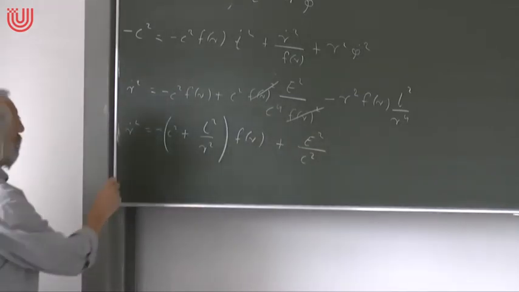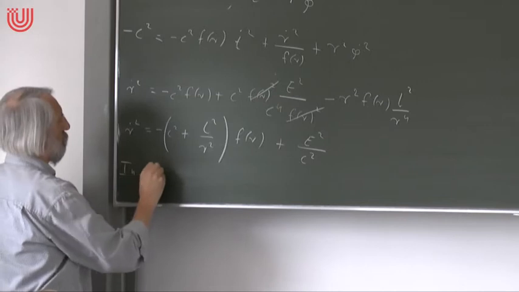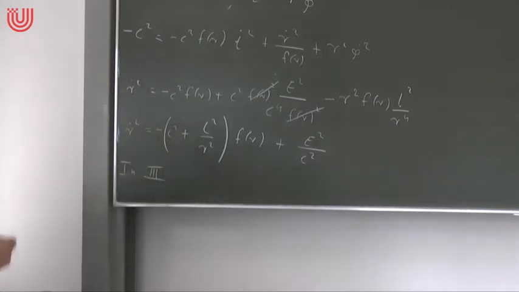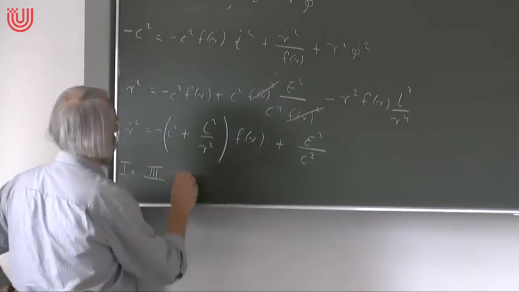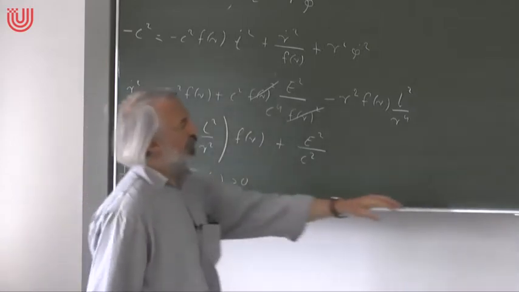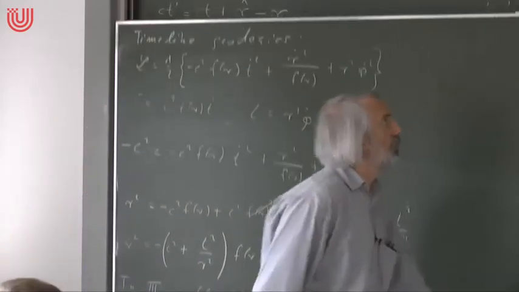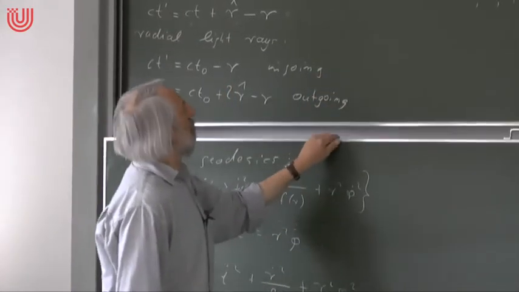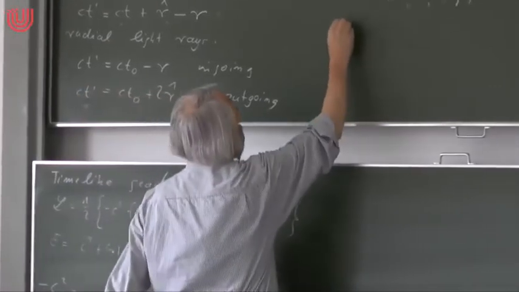Okay, and now I assume that I am in region 3. That's the region inside the inner horizon. In region 3, I have f of r bigger than 0. I hope I haven't erased the function f. Oh, I did. I had the plot of f.